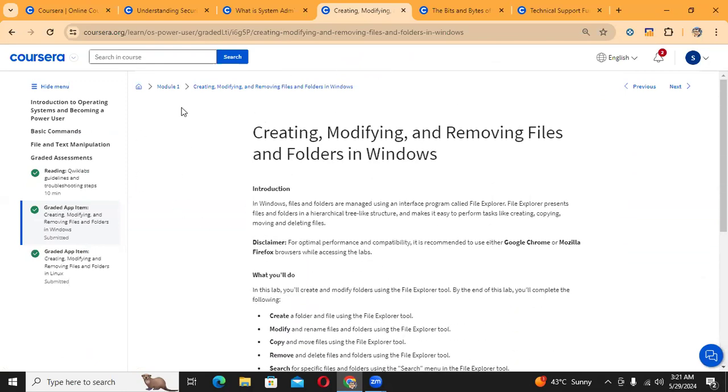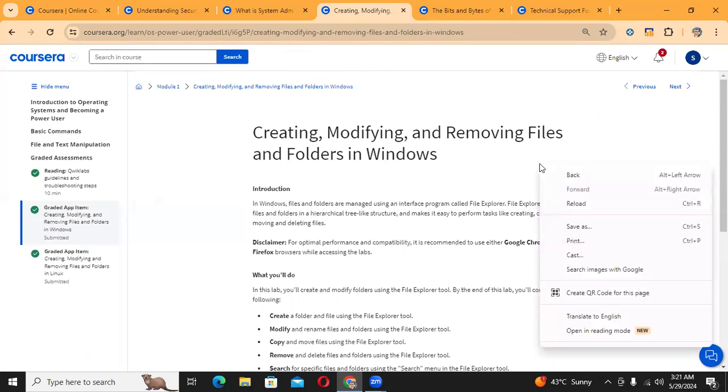It is basically about creating, modifying, and removing files and folders in Windows. In Windows, when we create a folder, we go to the home screen and right click, and here we have a New option. When we put our cursor on New, we see there's a New Folder, so we are done with creating a folder.